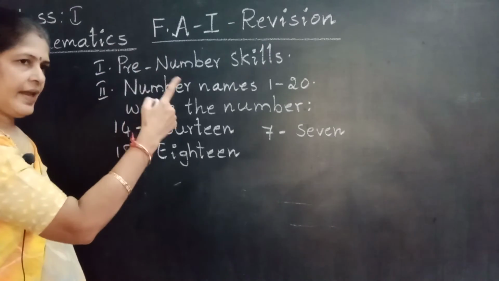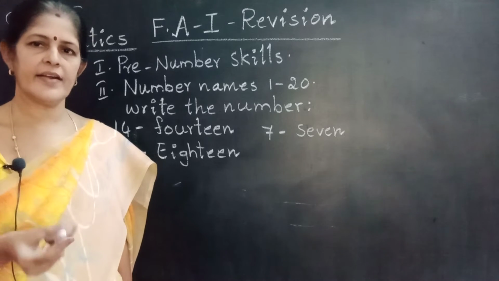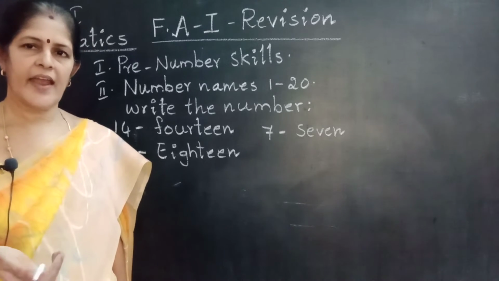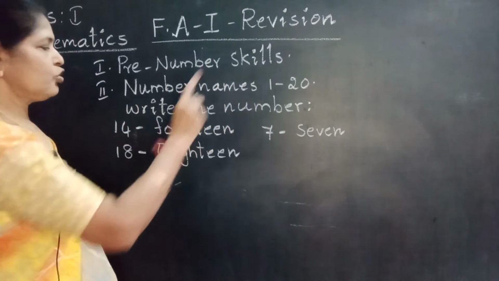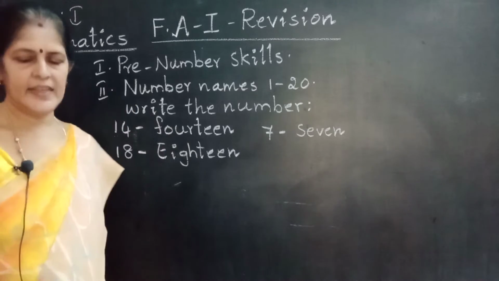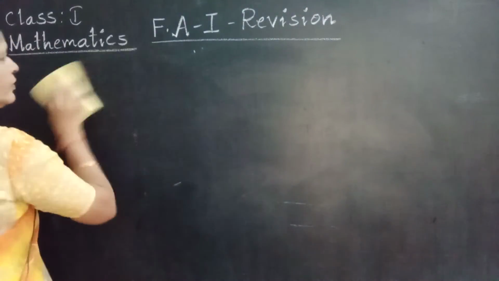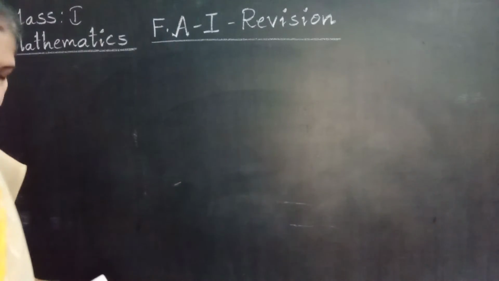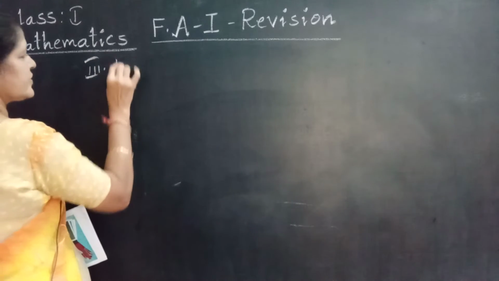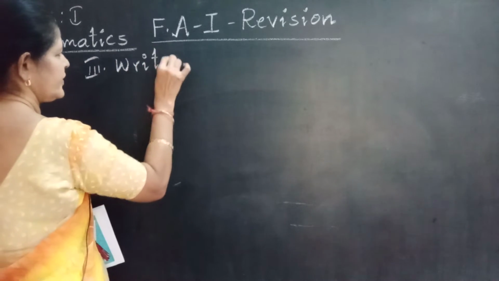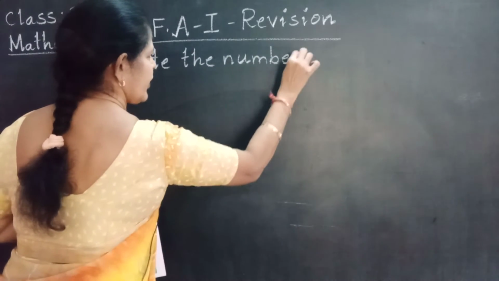First Roman, pre-number skills. That means big, small, more, less, long, short, tall, short, inside, outside, and picture and blanks. Second Roman, number names from 1 to 20. The question is given like this. Next, third Roman. Third Roman is numbers. Write the numbers or write the numerals. Third Roman goes to write the numbers.